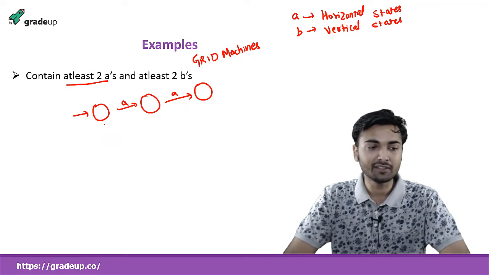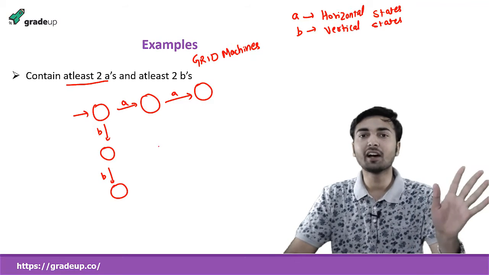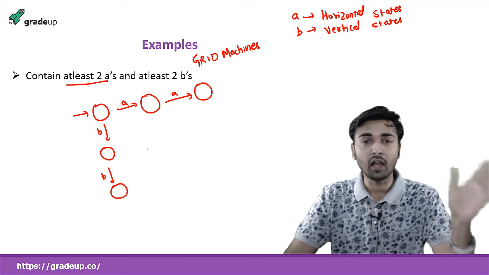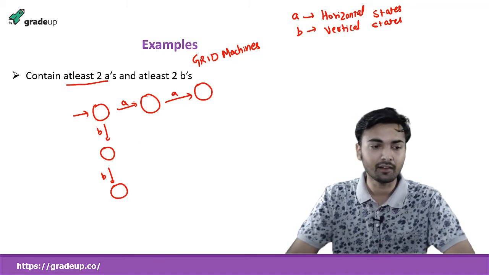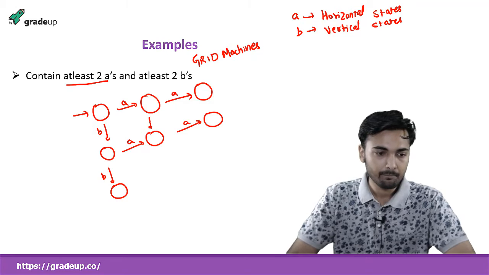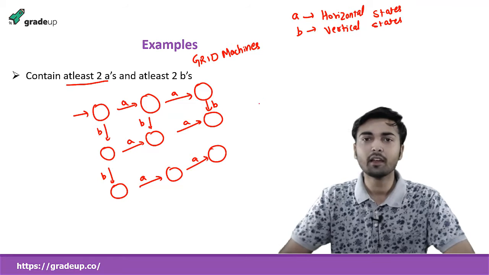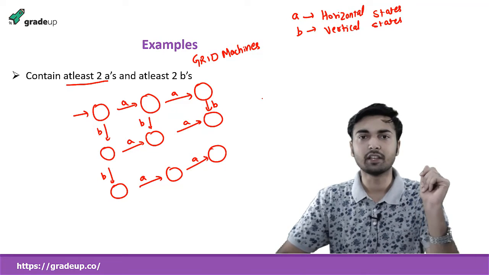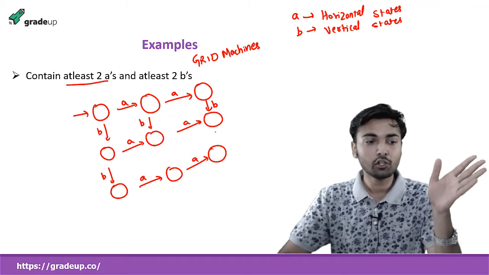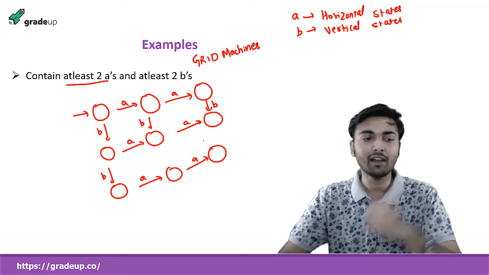See, at least 2 B's. So, B. Here, 2 B's are over. Now you have to adjust the remaining things. Okay, so now you draw the grid machine. What is a grid machine? In that you realize the A using horizontal states and you realize B using vertical states.